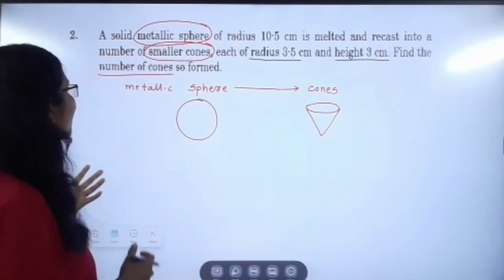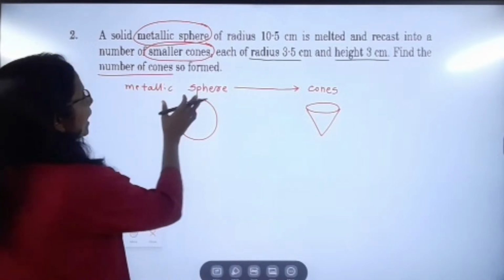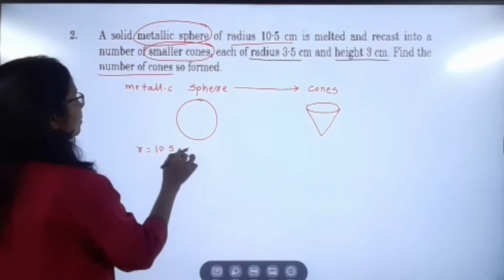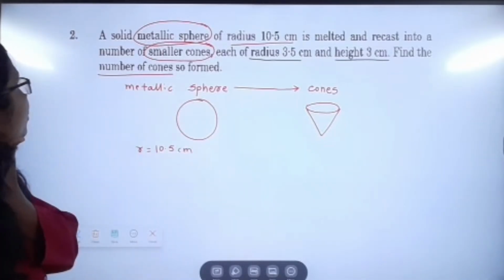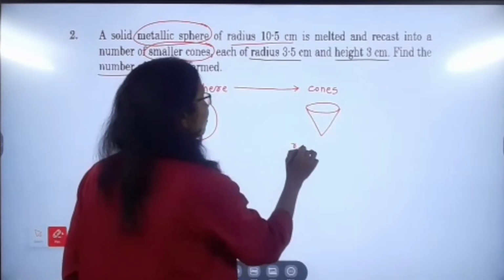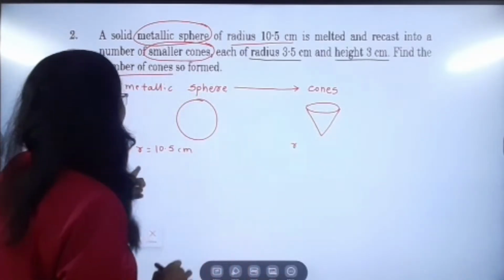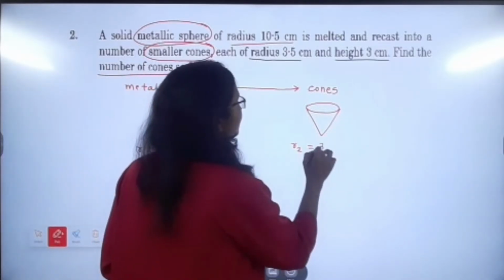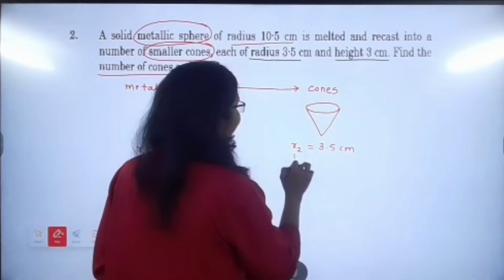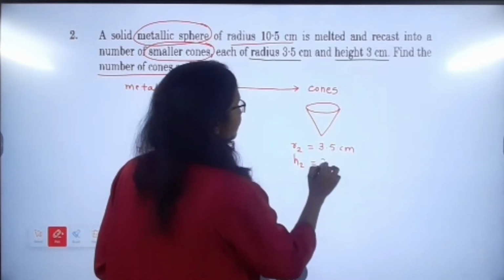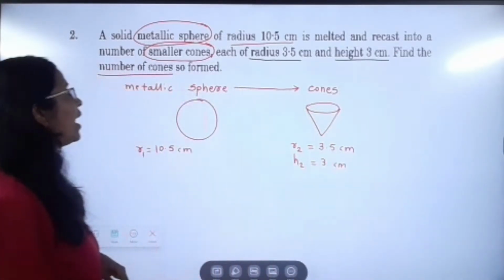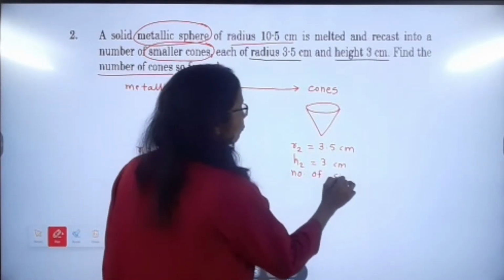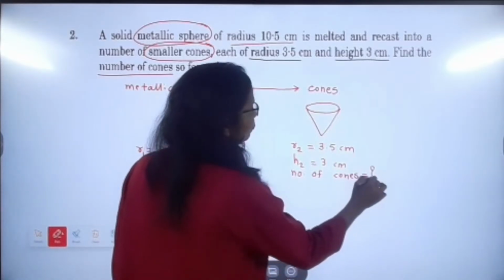Okay, so now with respect to the metallic sphere, the radius is given. So here r is equal to 10.5 centimeter. And with respect to the cone, the radius, here I call it r1 and this one r2, is 3.5 centimeter, and the height is also given, so I write h2, that is 3 centimeter. Okay students, and we have to find the number of cones, so I write here number of cones is equal to question mark.